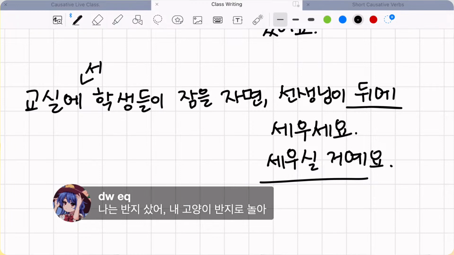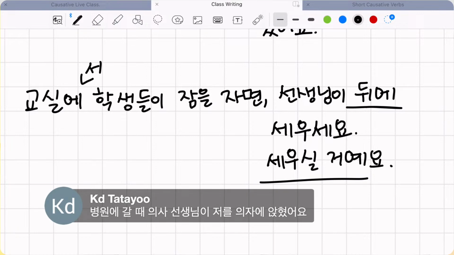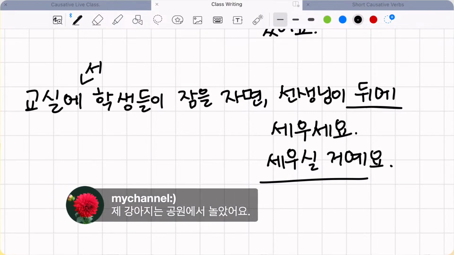나는 반지를 샀어. 내 고양이가 반지로 놀아. 오케이. 병원에 갈 때 의사 선생님이 저를 의자에 앉혔어요. Perfect causative sentence. 의사 선생님이 저를 의자에 앉혔어요. 좋아요. You use 앉히다 correctly. 그 다음에 옐리님. 오케이. 다음에 제 강아지는 공원에서 놀았어요.